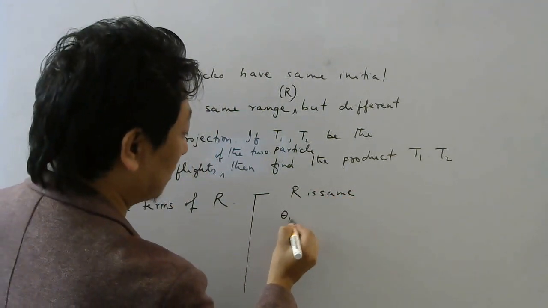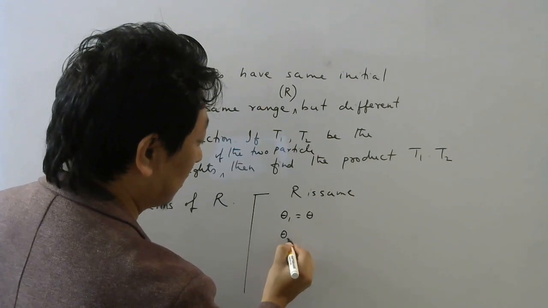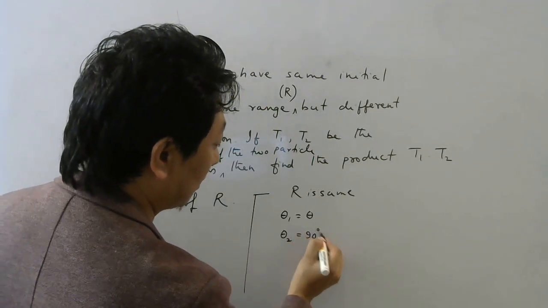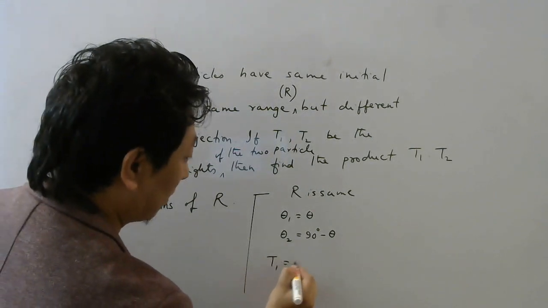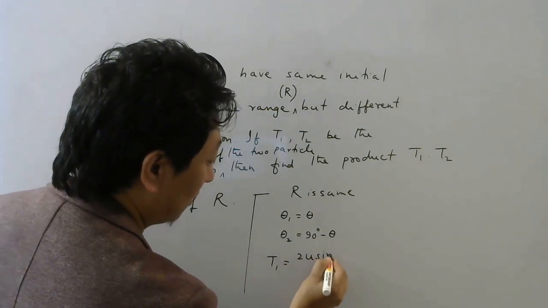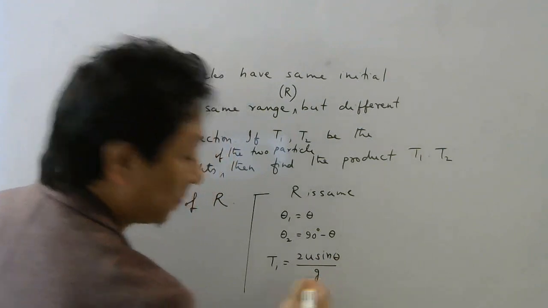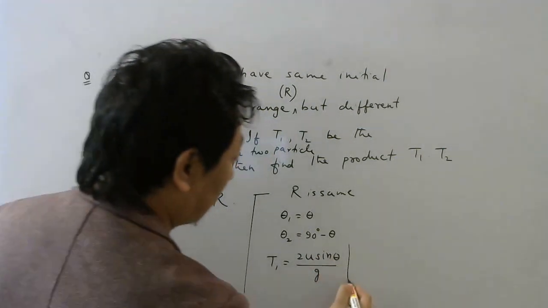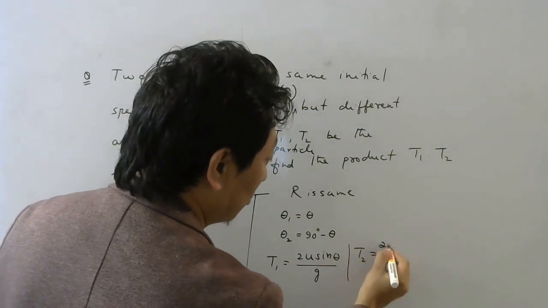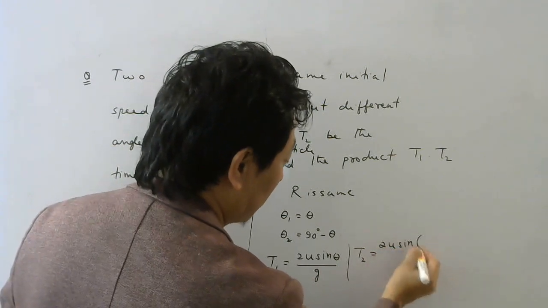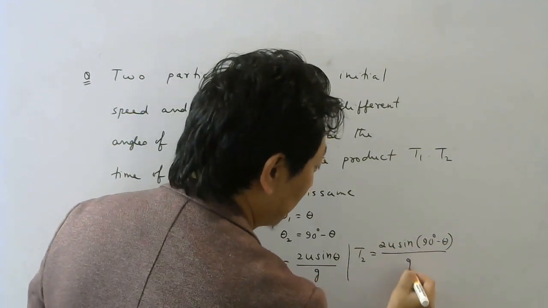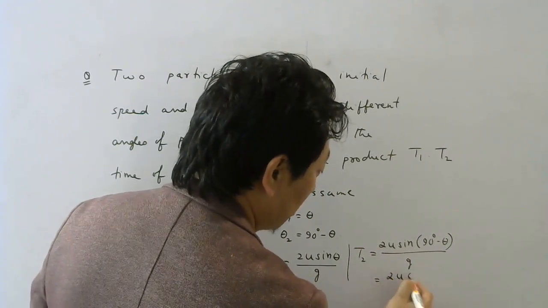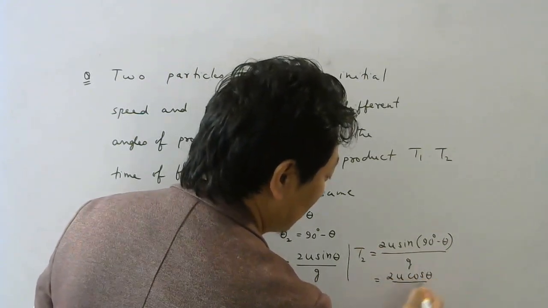So if one angle is theta, the other angle is 90 degree minus theta, isn't it? So what will be time of flight T1? 2u sine theta divided by g. And what will be time of flight for the second one? 2u sine of, what is theta here, 90 degree minus theta, divided by g. That will be 2u cos theta divided by g.